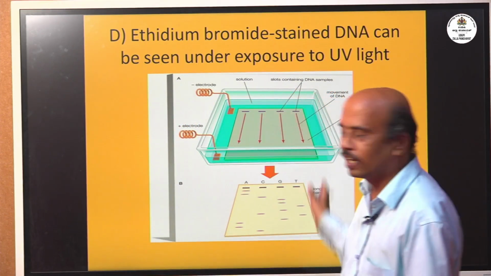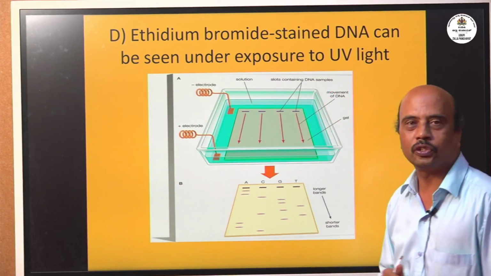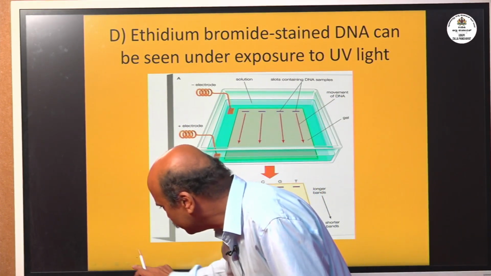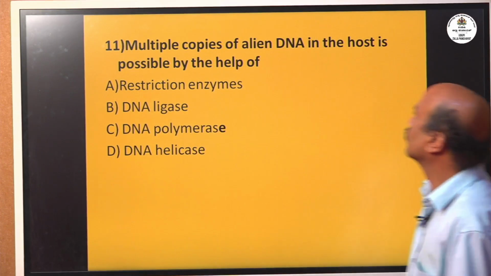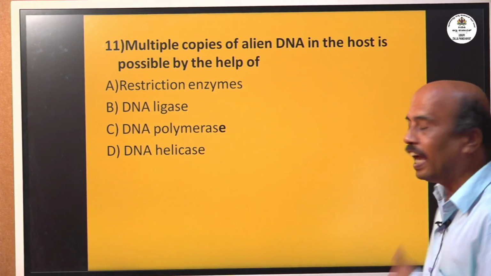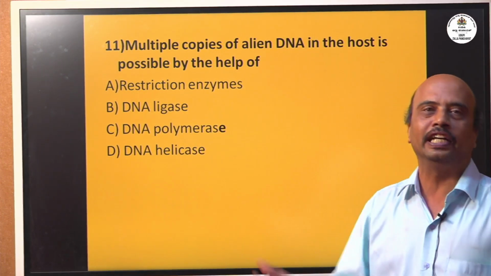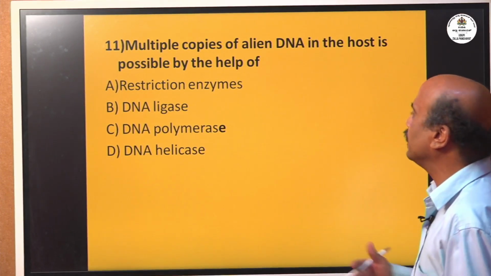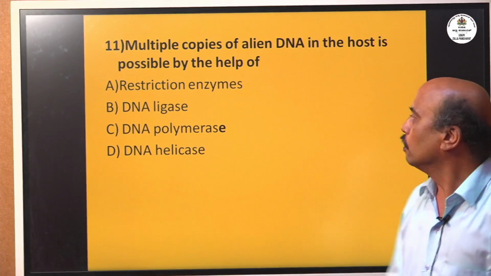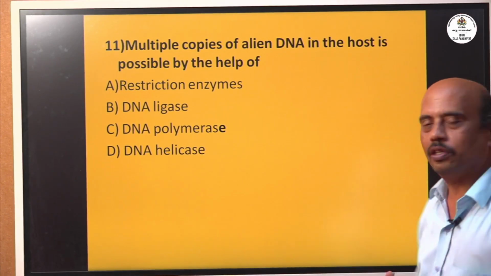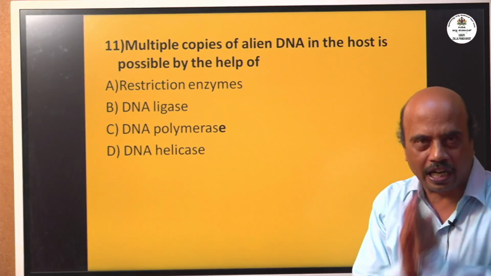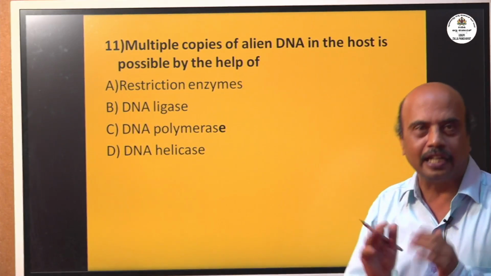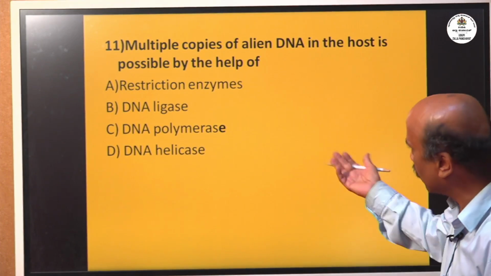See, figuratively that has been shown here. Then, multiple copies of alien DNA. Alien DNA means foreign DNA. In the host, this is possible by the help of one, restriction enzymes. You know that restriction enzymes are used to cut the DNA fragments. DNA ligase is the enzyme used to join the DNA segments with the cleaved plasmid to form rDNA.